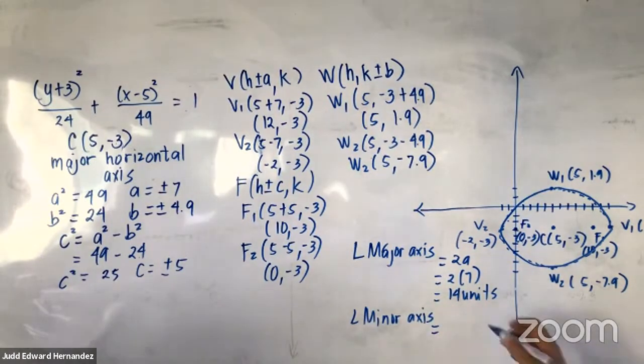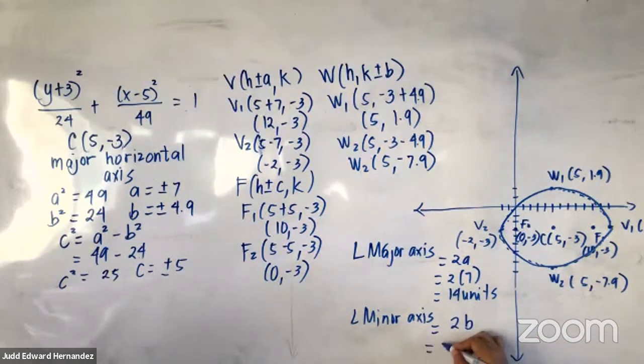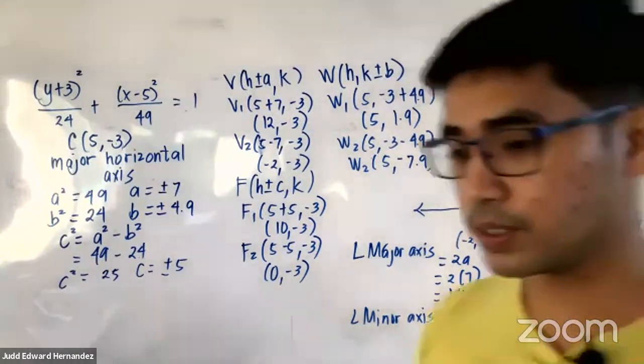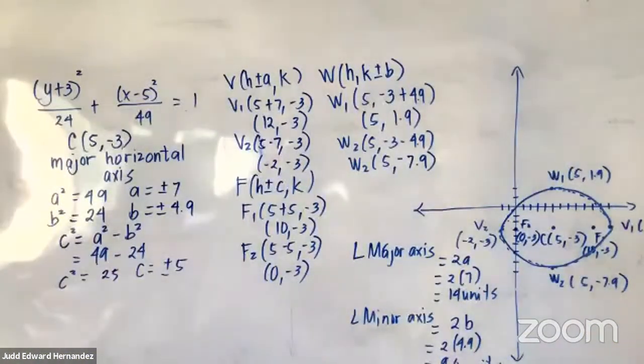Length of the minor axis is 2b. Therefore, that is 2 times 4.9. And what is 2 times 4.9? 9.8 po. 9.8 units. Okay, and what is the length of the foci? The length of the foci is 10 units. Okay, so I hope it is clear on how to sketch the equation of an ellipse showing its center, vertices, foci, and co-vertices. So let's have another example.